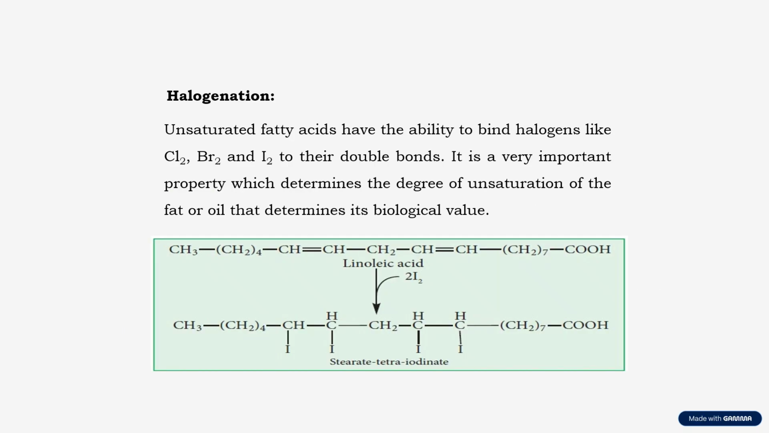Halogenation: unsaturated fatty acids have the ability to bind halogens like chlorine, bromine and iodine to their double bonds. It is a very important property which determines the degree of unsaturation of the fat or oil, which determines its biological value.